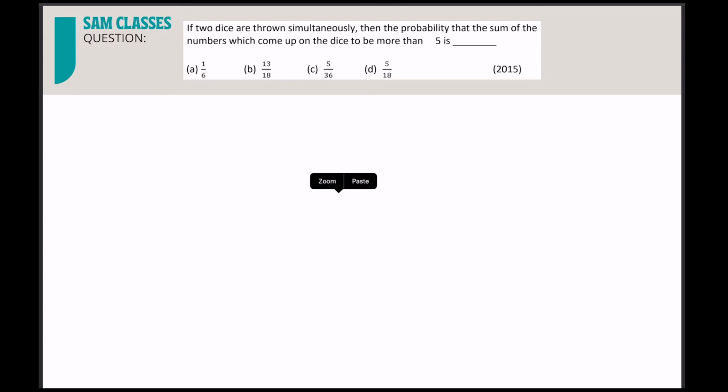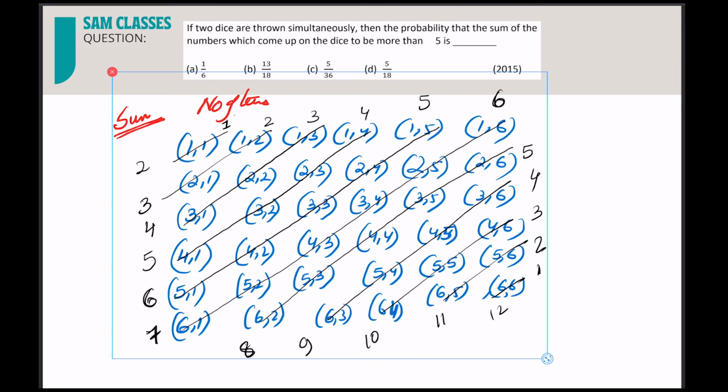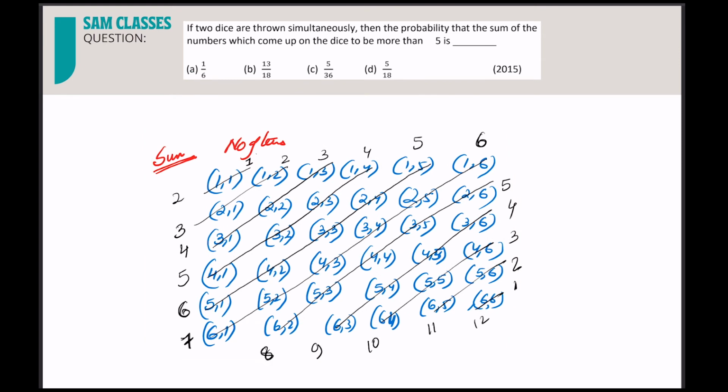Next, if two dice are thrown simultaneously, 14 came, 15 came. Okay, so same thing here. What we have to find out is a total more than 5. See what they've given. This time the target is more than 5. So more than 5 means what? This part. How many terms are there? You can check it here.